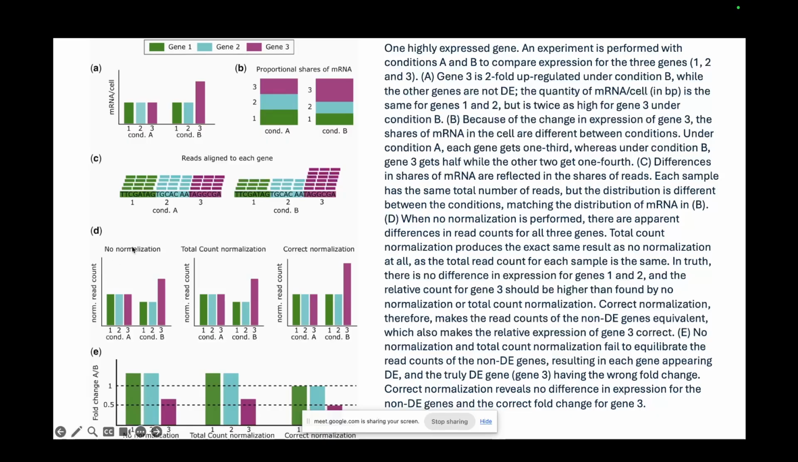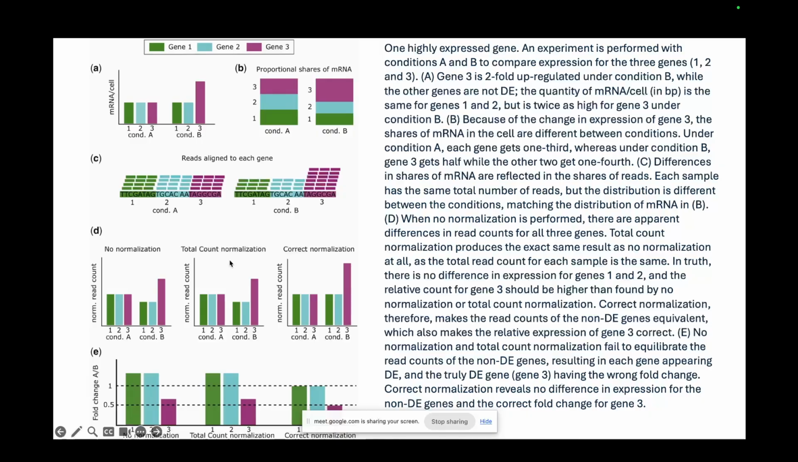So if you look at no normalization, this is the condition. You have more reads aligning to gene 3 if you compare condition A and condition B. Under no normalization, you have more reads aligning to gene 3, which is given by this bar, and you have fewer reads aligned to genes 1 and 2, given by the smaller bars. This is what happens if you don't do the normalization, and this is what you will see. But the real story is a little bit different.